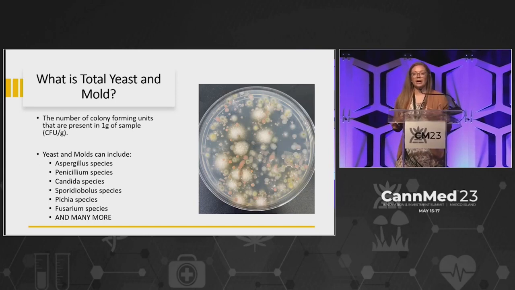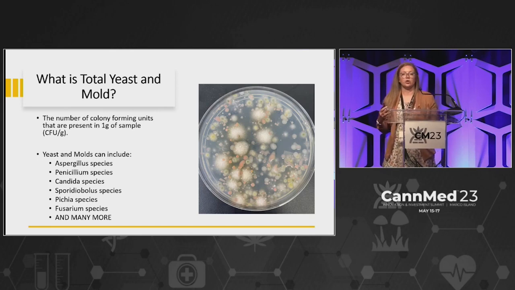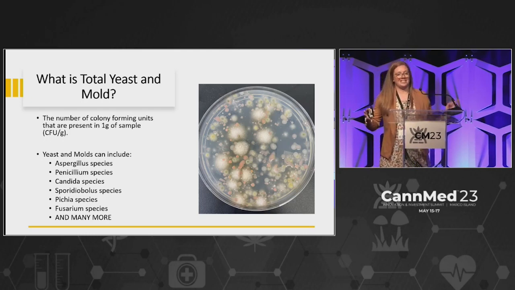When we talk about total yeast and mold testing, we're talking about looking quantitatively at the number of colony-forming units that are present in 1 gram of sample, or CFU per gram. That's how we quantify it. When we report out a result, we say there's 3,000 CFU per gram, or 10,000 CFU per gram, or whatever that number may be. And total yeast and mold can include so many different species.